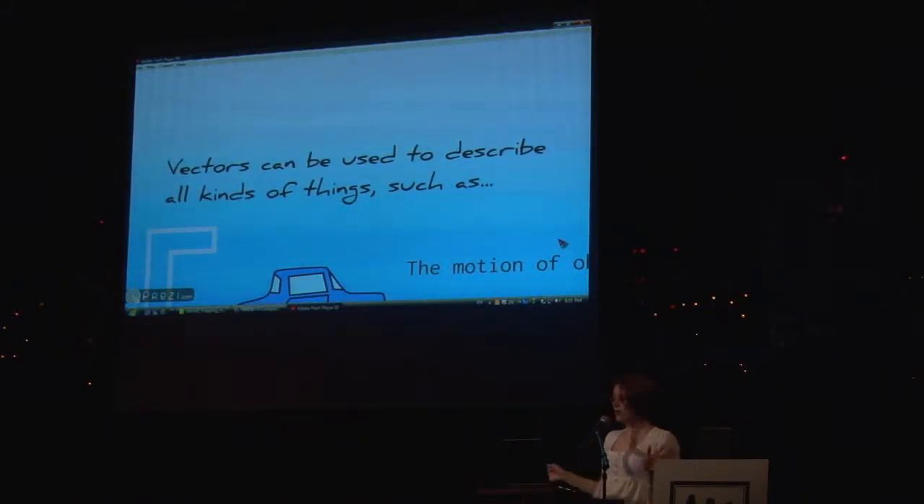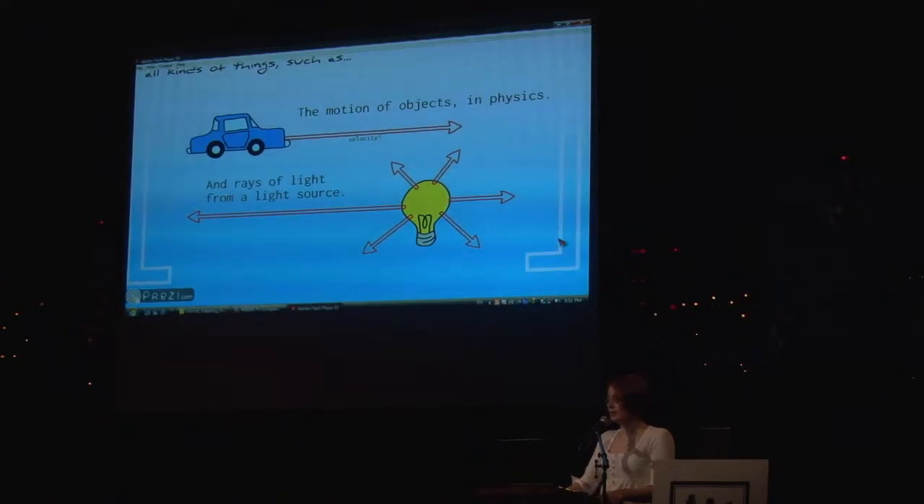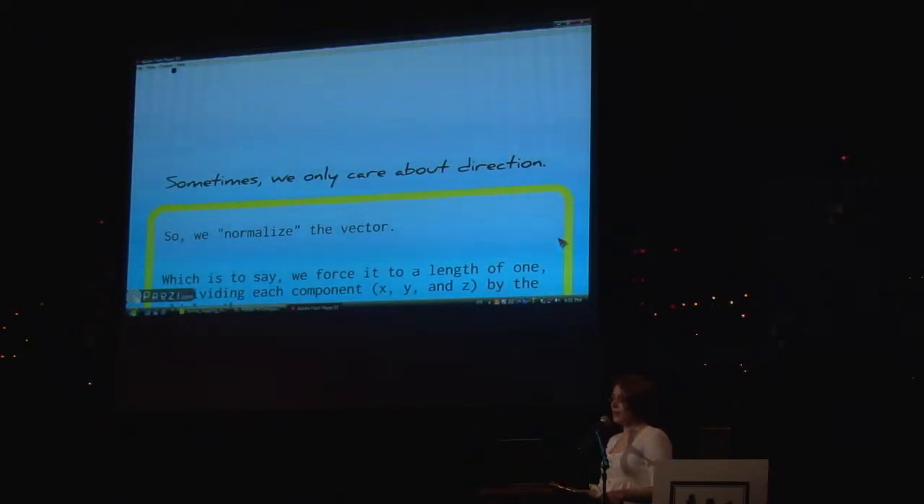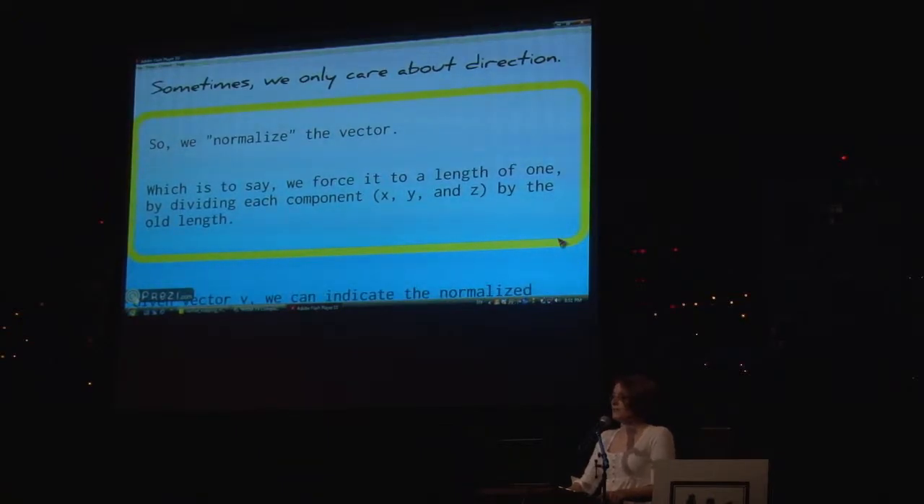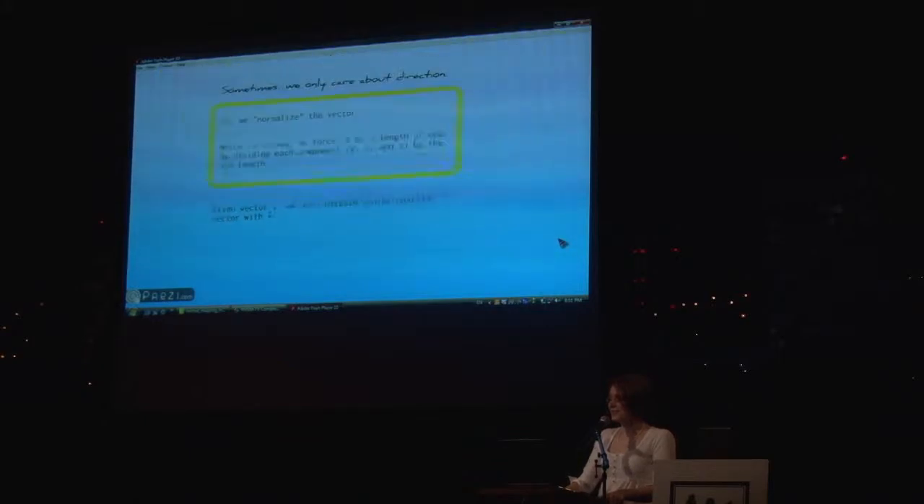Now, vectors can be used for all kinds of cool things, like the motion of objects in physics, velocity, acceleration. It can be used for rays of light from a light source. If you're an XNA programmer, you can use it for what direction the thumbstick is pointing. Also handy. Sometimes we only care about the direction, so we do something called normalizing the vector. That turns it into a unit vector. Basically, we force it to a length of 1. We do that by dividing each component by the length. But I don't expect you to remember that. You can just use a function for that in your shader. When we have a vector v, we can indicate the normalized vector with a little caret over it, and we call that v hat. Sounds really silly, doesn't it?